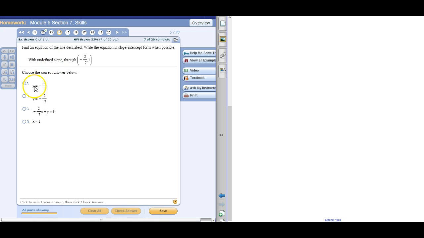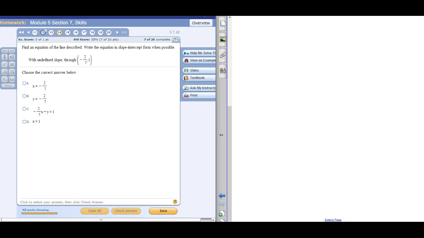So vertical always has x equals, but it does not have a y in it. So this is a horizontal line. This is a slanted line that's not vertical or horizontal. The x equals -2/7 and the x equals 1 are both vertical lines. So it's going to be either A or D. And if you notice, the x coordinate is -2/7, the y coordinate is 1. The x equals the x coordinate is going to be the equation of the line that passes through this.